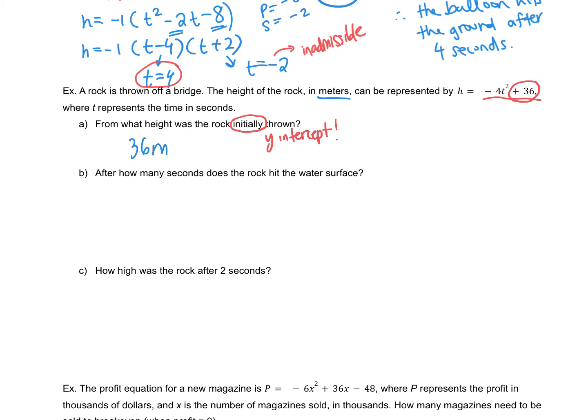Okay, after how many seconds does the rock hit the water surface? Water surface, those are the zeros. That's like when the ball landed. So if I were to do a mini sketch here, I'm not sure what this parabola might look like necessarily. It starts at 36 and maybe the parabola looks something like that. I drew it too far, but there. That's what we're looking for. That's when it hits the water, which means, once again, factor.